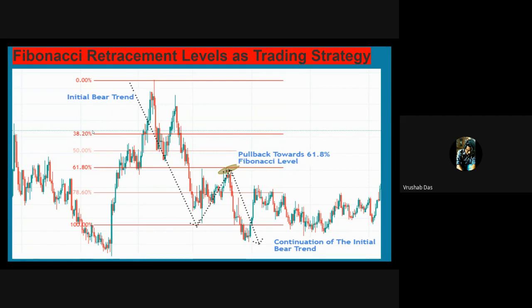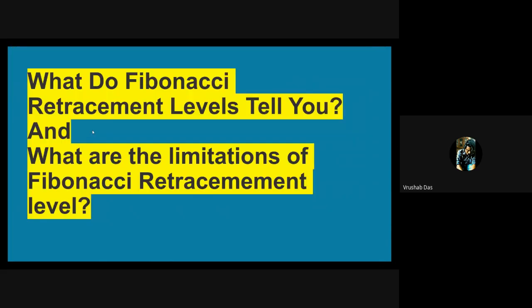or most of the traders believe that the support and resistance level backed up with the Fibonacci retracement level has a higher probability of working. One of the leading strategies with the Fibonacci retracement level is the trend continuation.